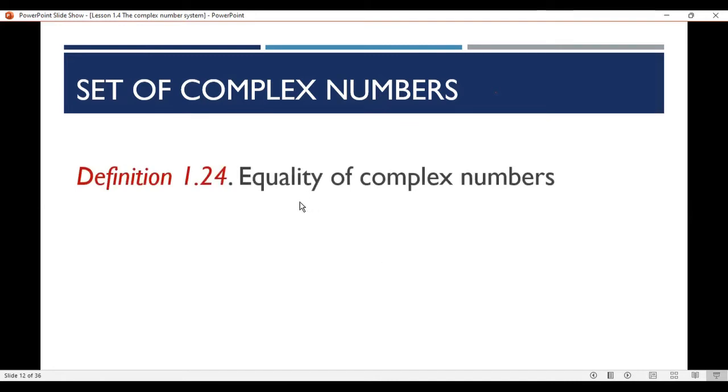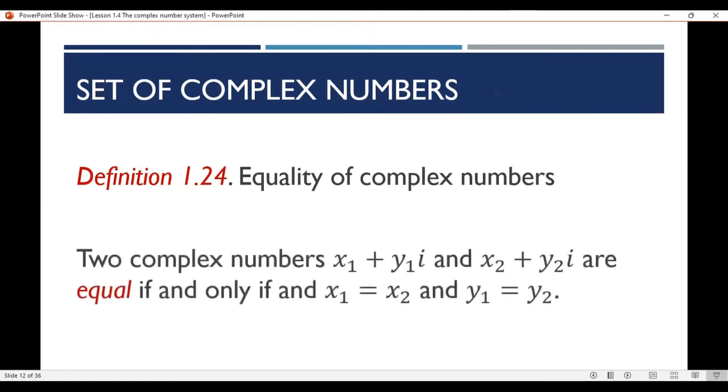Okay, next we have the equality of complex numbers. Two complex numbers, x sub 1 plus y sub 1 i, and x sub 2 plus y sub 2 i, are equal in what sense? If and only if the real part of the first is the same as the real part of the second, and the imaginary part is equal to the imaginary part of the second complex number. That's all there is to it. Real to real, imaginary to imaginary part. Okay? So you cannot cross. In equality, you cannot cross.